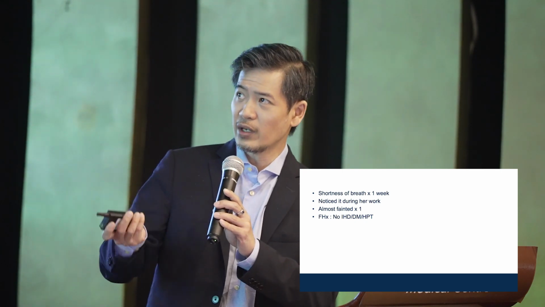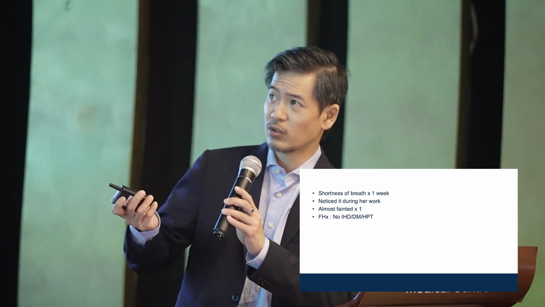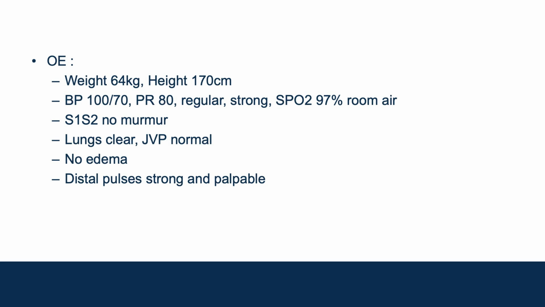Because I rely a lot on pre-test probability. And her pre-test probability is really rock bottom. So anyway, back to the story. She's about 64 kilo, 170 in height. BP, as you can see, is a bit on the lower side, not surprising for a fairly fit person. Pulse 80, regular and strong.